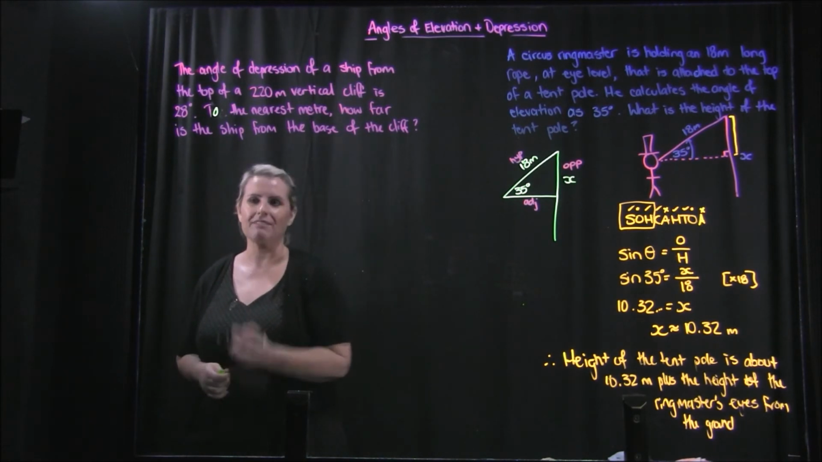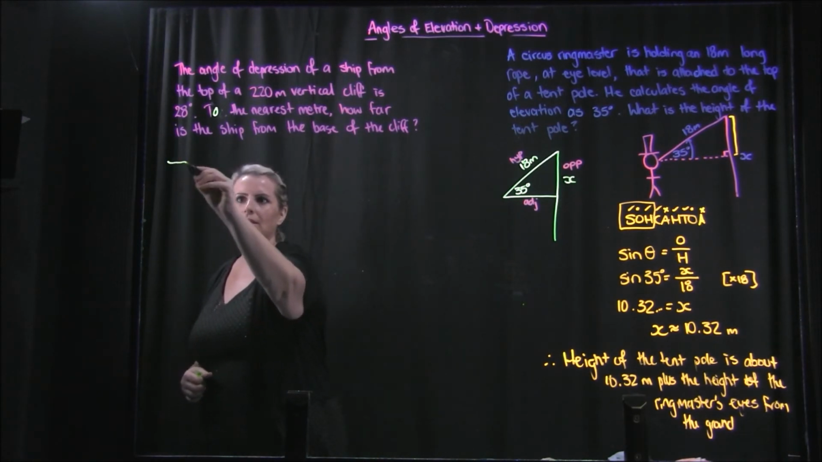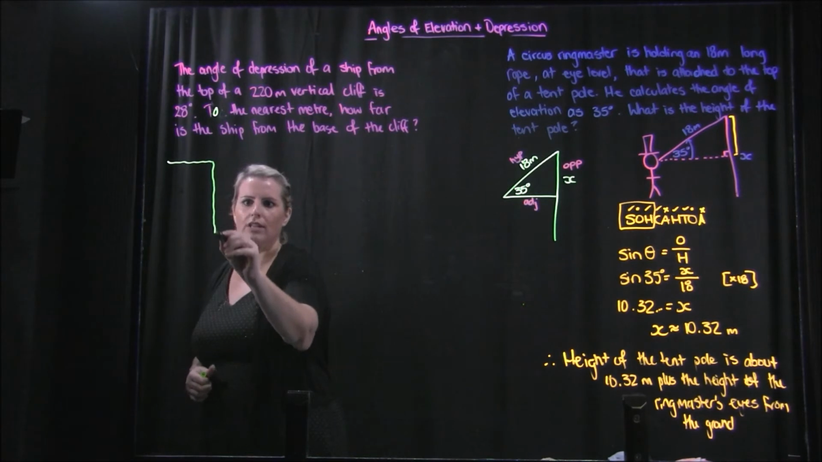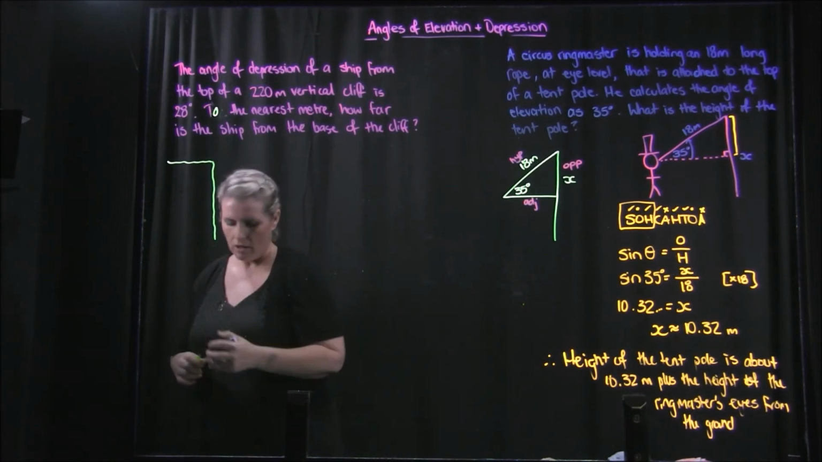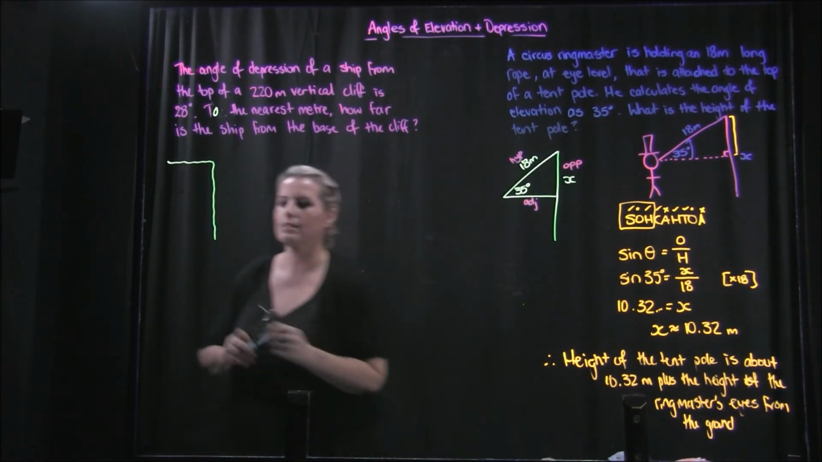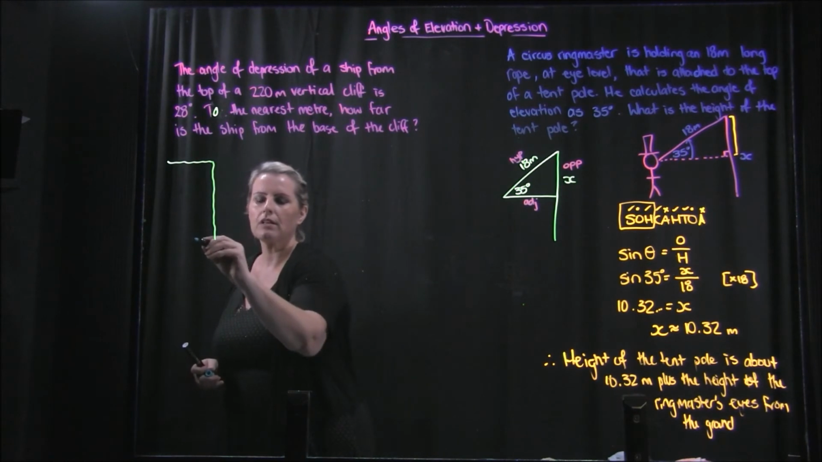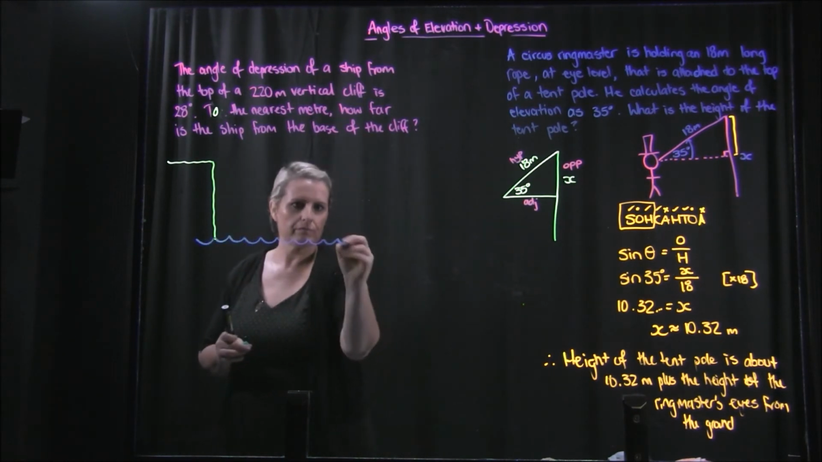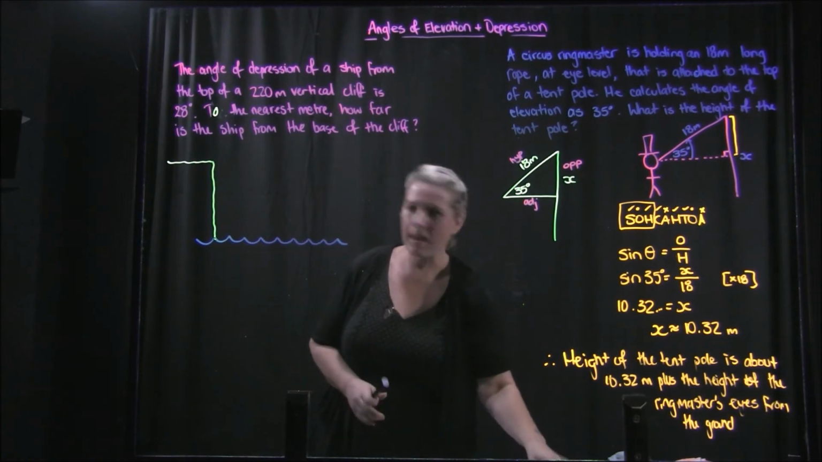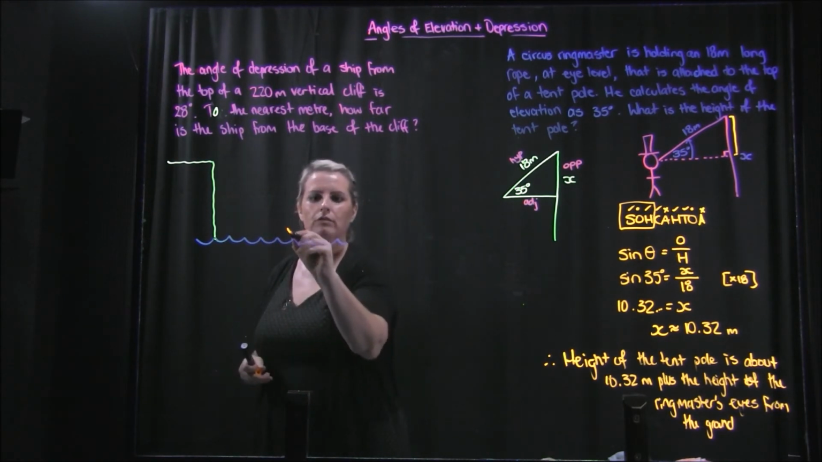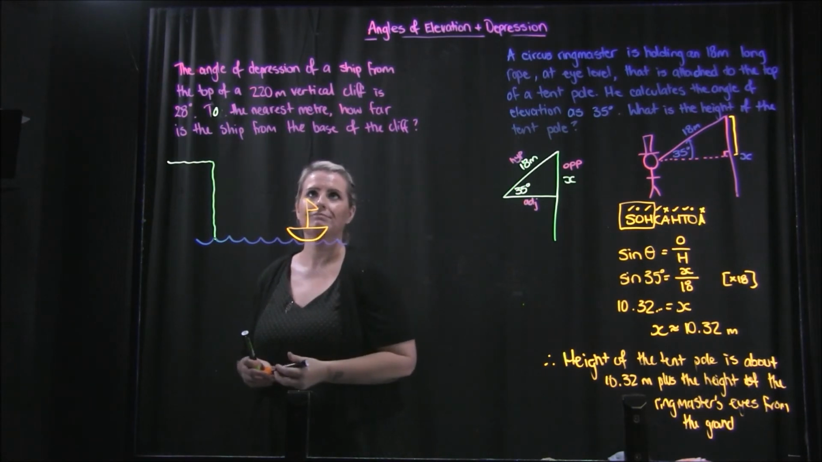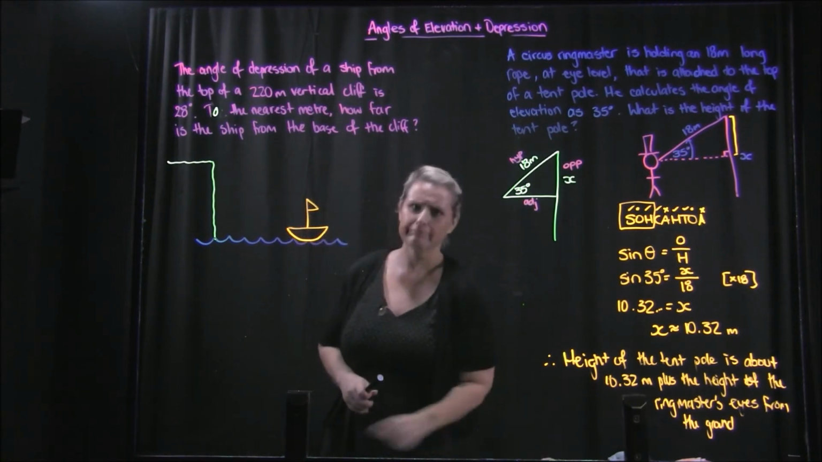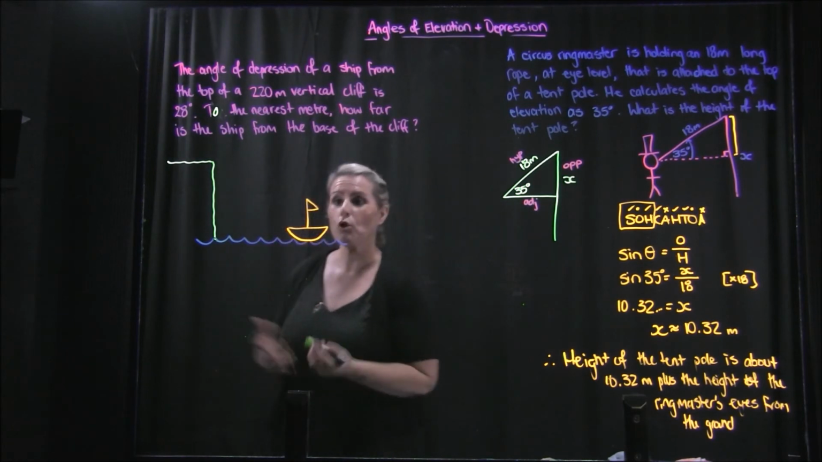Let's draw it out. So here is my cliff, straight down. It says a vertical cliff. And here is my water. Out in the water is my boat, or ship. That's my ship. Okay, so what do I know?